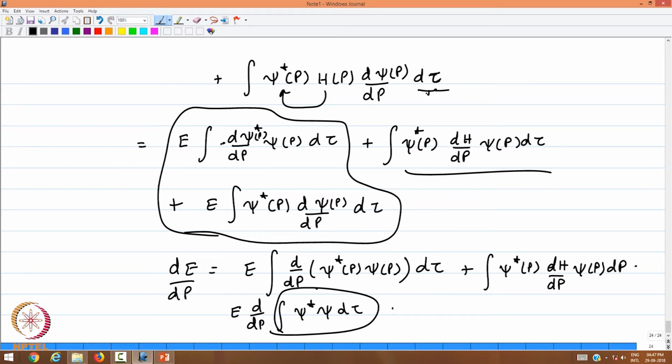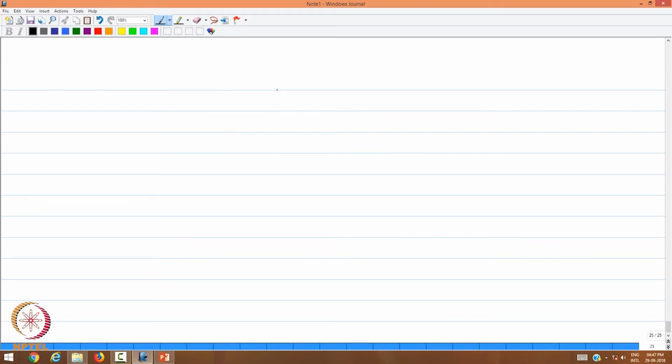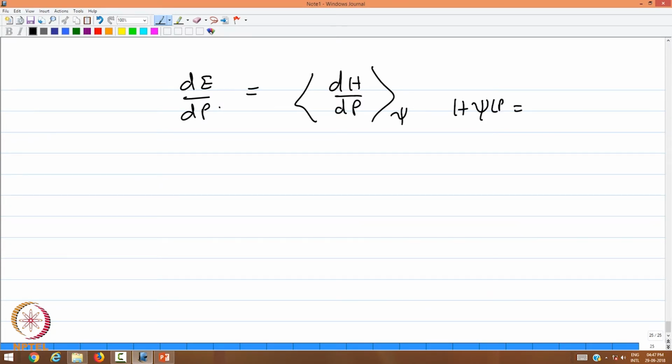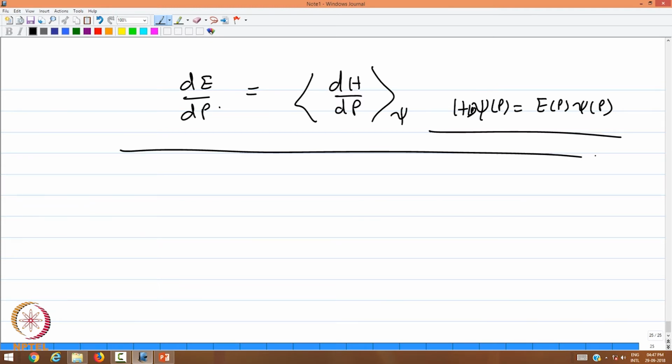This is one normalized, or is it a constant, therefore it is independent of p, therefore this is equal to 0, and what you see here is nothing but the average value for the operator called dH by dP, and that is why it is written as the expectation value dH by dP on psi as the dE by dP, where H on psi p gives you E on psi p. H is also a function of p. Okay. A very direct proof or direct verification of the Hellman-Feynman theorem.